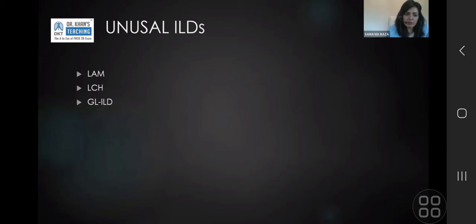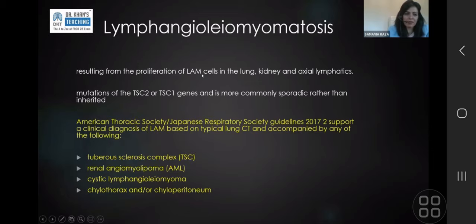LAM is lymphangioleiomyomatosis. It is actually a tumor that is a proliferation of the LAM cells in the lung, kidney, and the lymphatics. People think it is only genetic, but it is actually more sporadic than it is inherited. There are guidelines to diagnose somebody with lymphangioleiomyomatosis, from the Japanese Society and the American Society from 2017. If you see features of LAM on CT, you ideally want two other features from the ones listed below. So you want to see the tuberous sclerosis complex, or you want to see renal angiomyolipoma and chylothorax before you can label somebody with LAM.